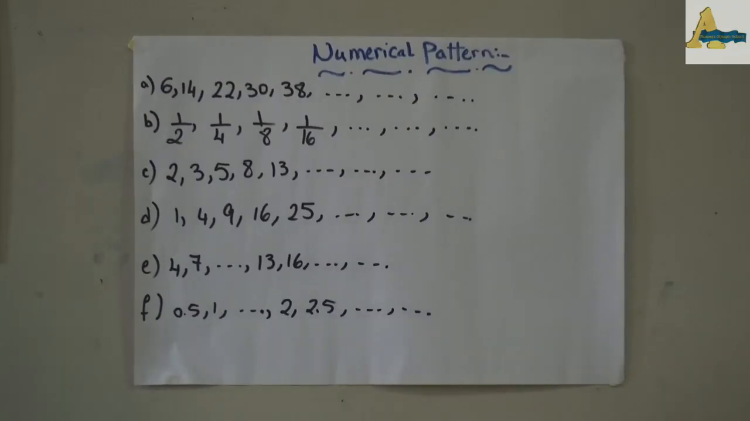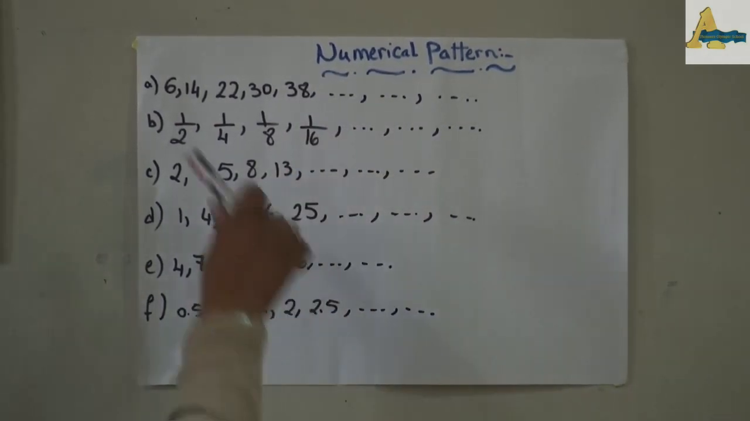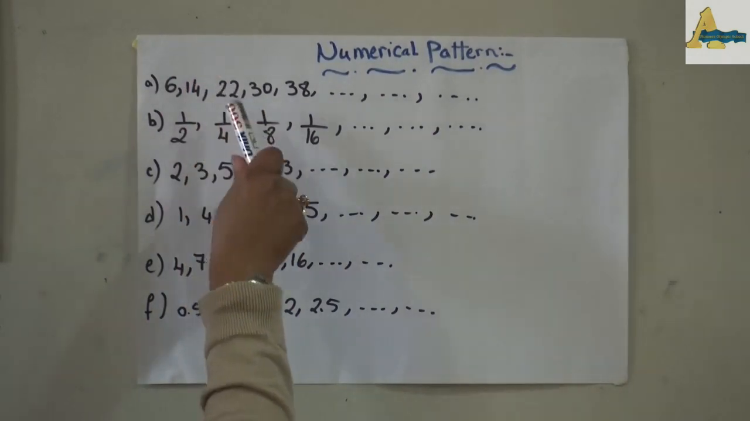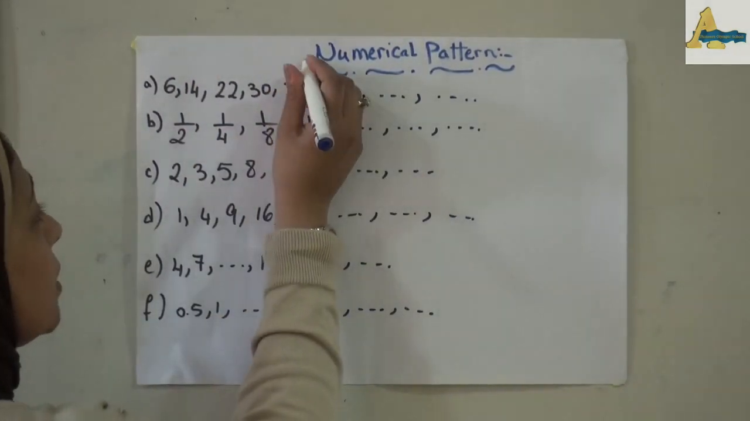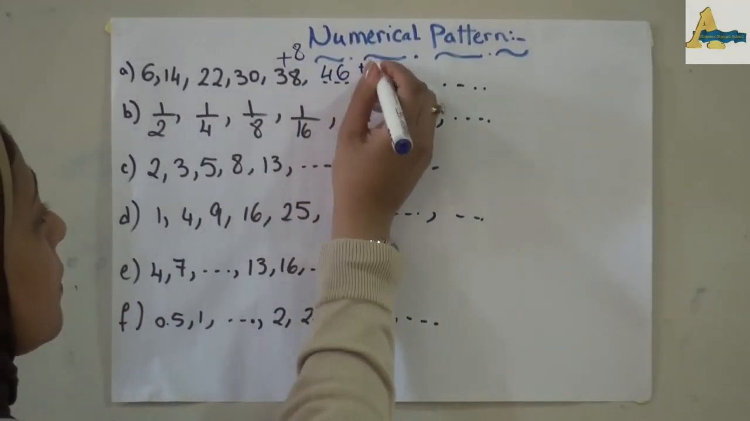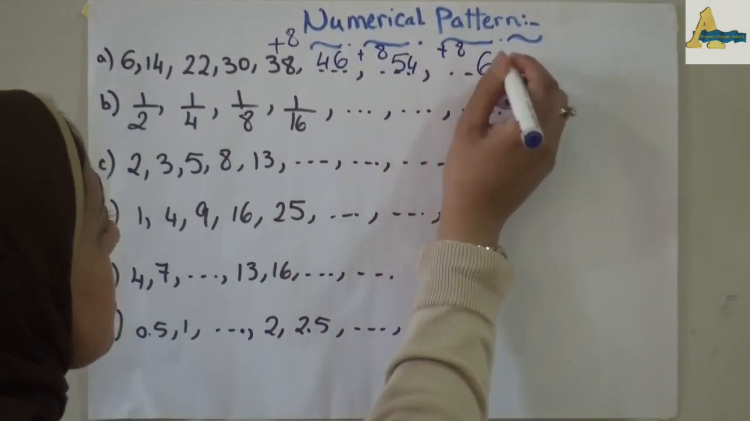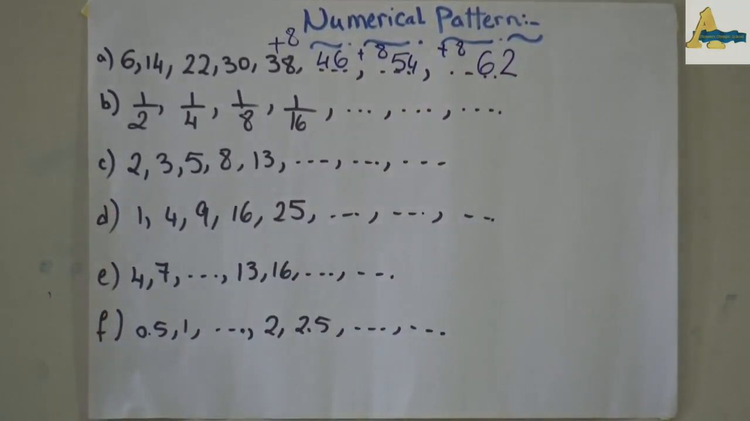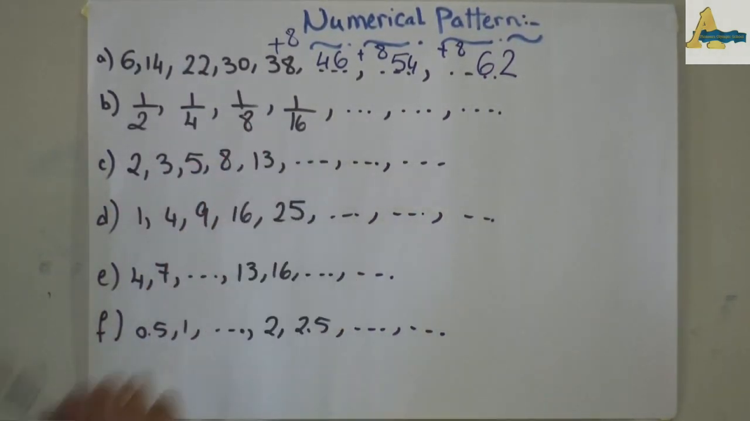Today we are going to take the last lesson in Unit 1. It's called numerical pattern. Here we have 6, became 14, 22, 30, 38. Each time I added 8. So this will be 46, add 8, 54, add 8, it will be 62.